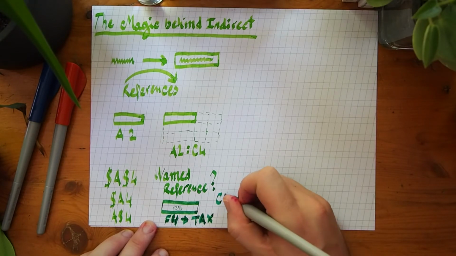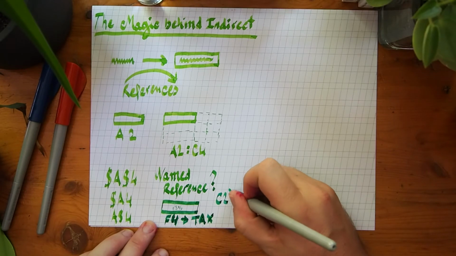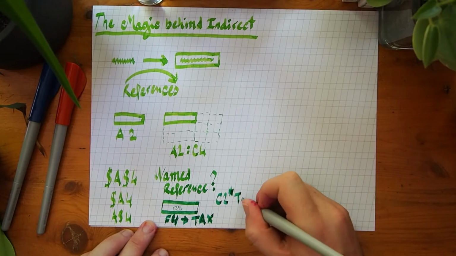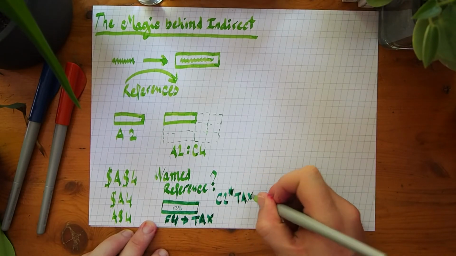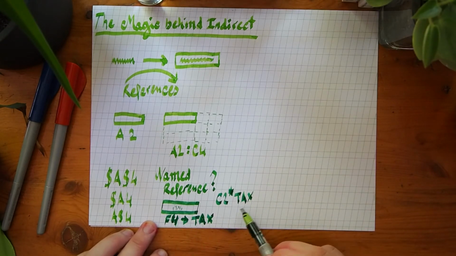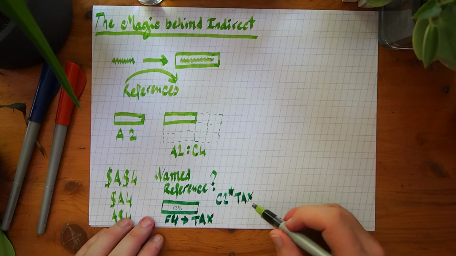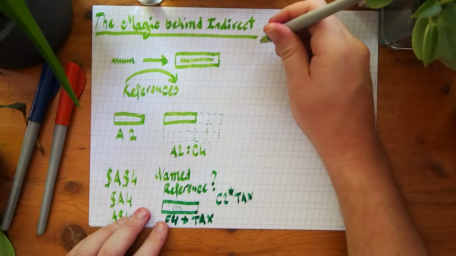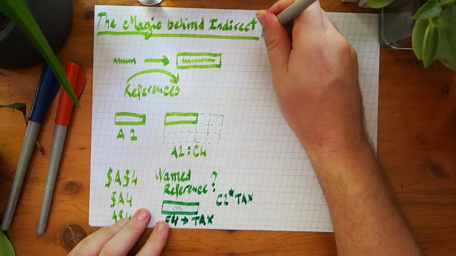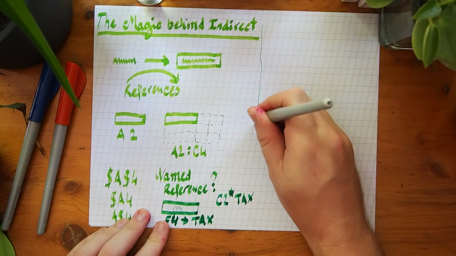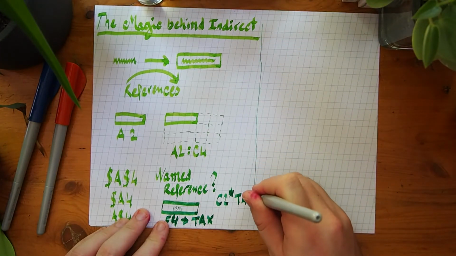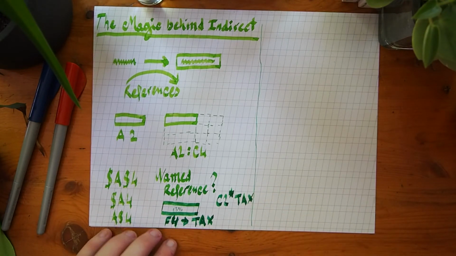You could say C2 multiplied by the tax, which looks much better than C2 multiplied by F4, much more understandable. And so where this leads us is to understand that you can sometimes have things that are named. And when you name things, well, you sometimes want to refer to different names, and indirect is your way to go.